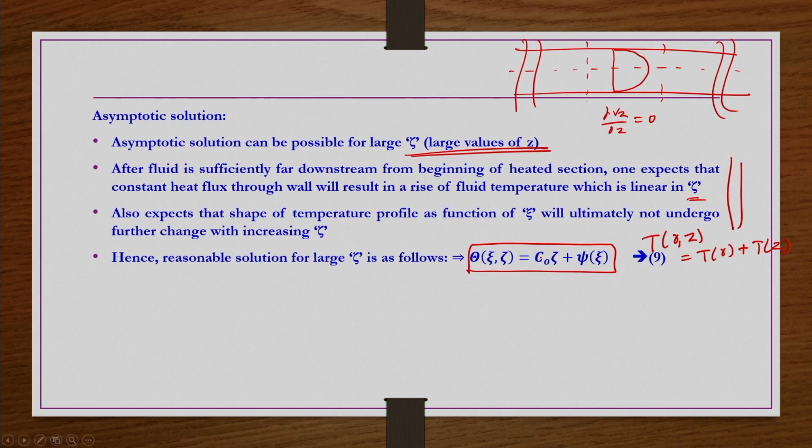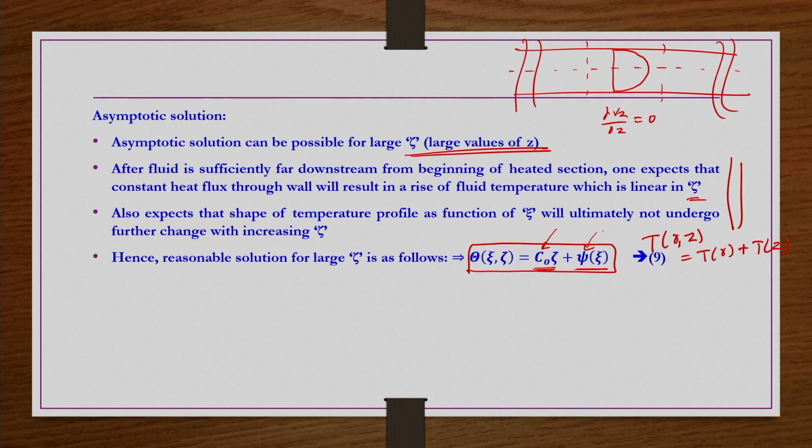So, what we understand from these two assumptions is that the temperature is a linear function of zeta, so C naught zeta, and then whatever the temperature as a function of R, or theta as a function of xi, is there, that is not affected by the temperature variations in the Z direction. So, in this part it is only a function of xi, it is not a function of zeta, okay, that is what we are trying to do. So, now if you find out what this constant C naught is and what this psi function of xi is, you have the solution, okay.